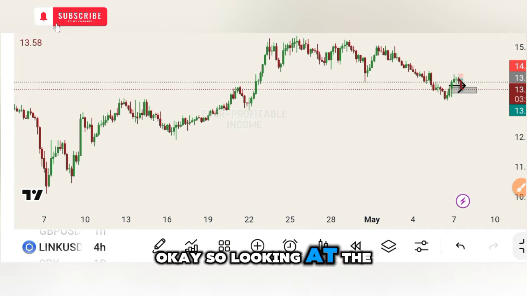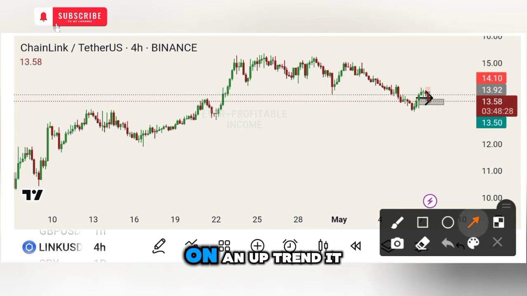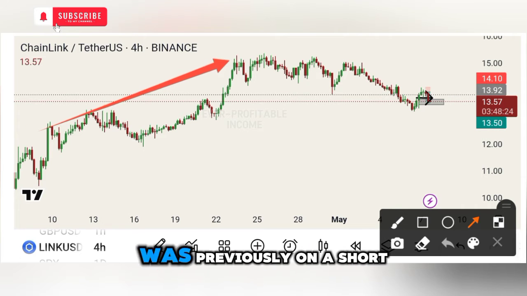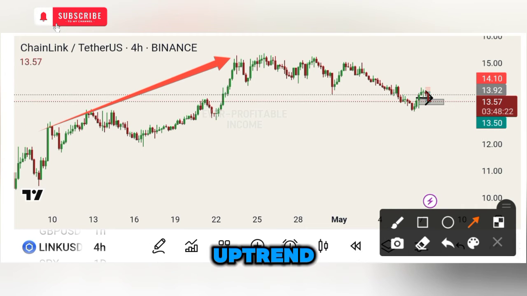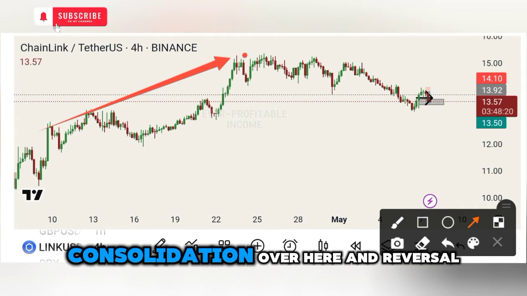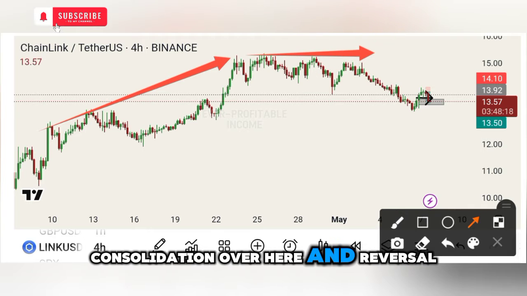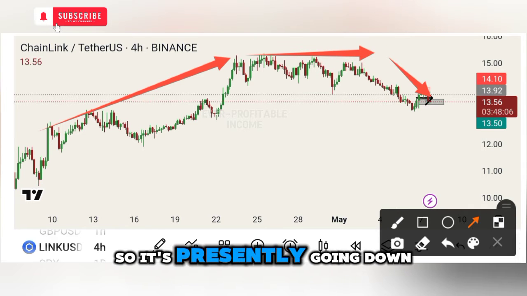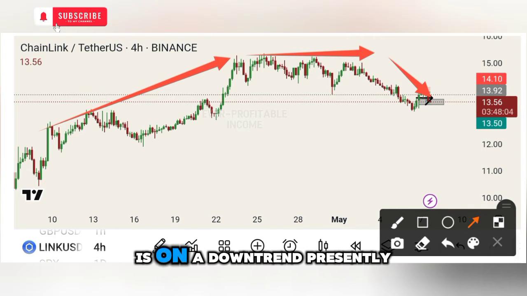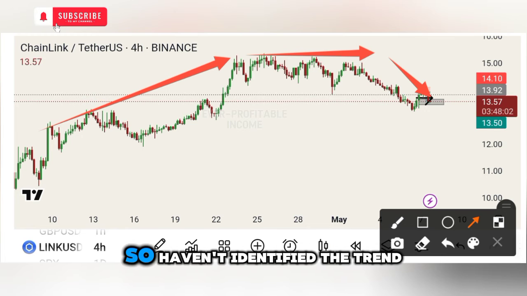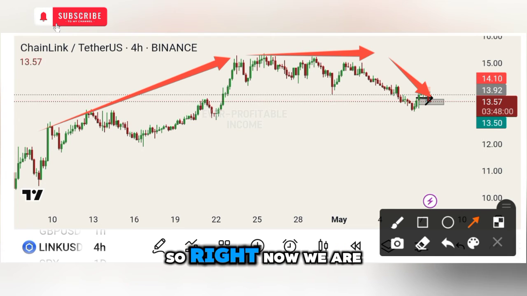Looking at the chart, you can see that it was previously on a short uptrend, and then you have consolidation over here and reversal. So it's presently going down, it's on a downtrend. Having identified the trend, right now we are on a downtrend. This is the 4 hours time frame.